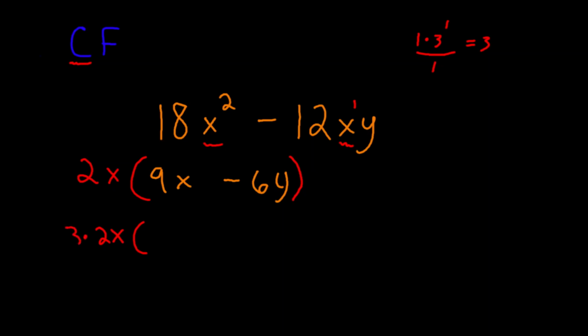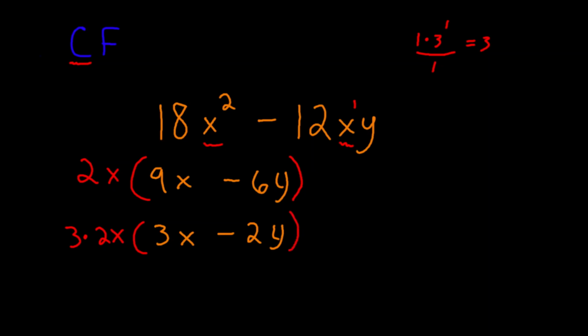We're taking out a 3. And now let's just divide every single term by 3. So 9 divided by 3 will give you a 3. Nothing happens with the x. Minus 6 divided by the 3 that we took out will give you a 2. And we're still left with the y.